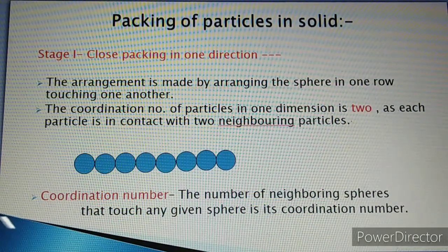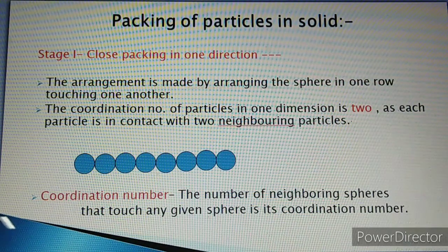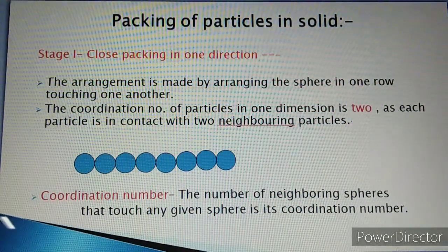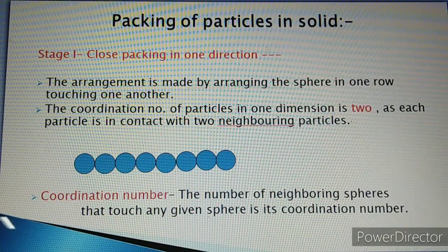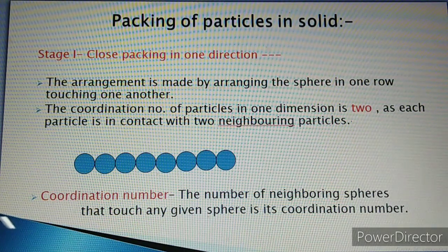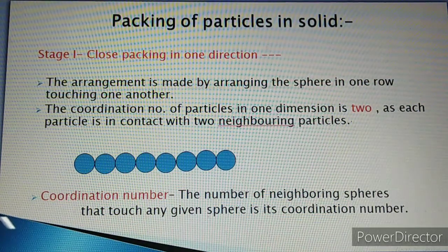If you observe the diagram on the PPT, except the last one, if you consider any middle sphere, it is in contact with two neighboring spheres. Therefore, its coordination number will be 2. So, what is coordination number? The number of neighboring spheres that touch any given sphere is its coordination number. From the figure, any sphere is in contact with two neighboring spheres. Therefore, the coordination number for close packing in one direction is 2. So, this is the one directional packing of the particles in a given crystalline solid.